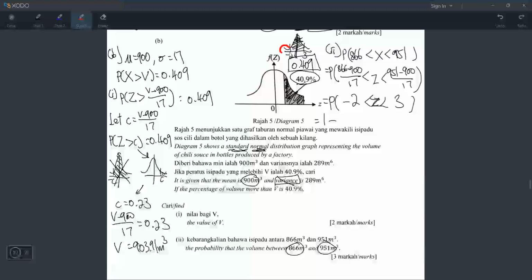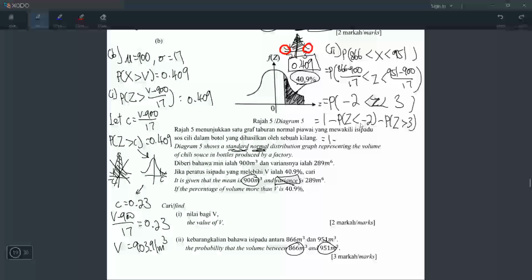So yang tak mau is this one, the red color one and the red color one. So how to tolak dengan this one? P(Z < -2) and minus P(Z > 3). Okay, so yang saya tak mau is P(Z < -2) and then P(Z > 3) like that lah.